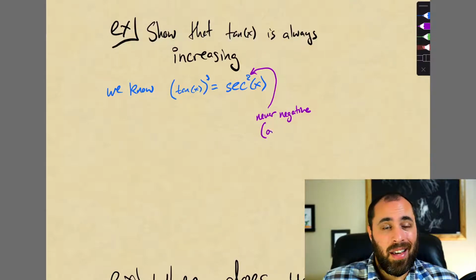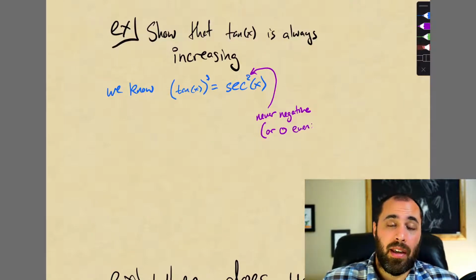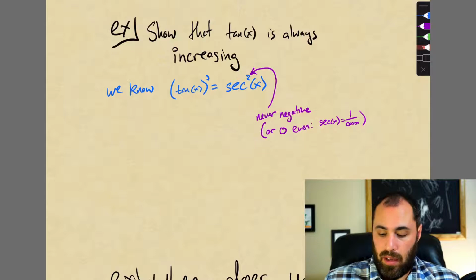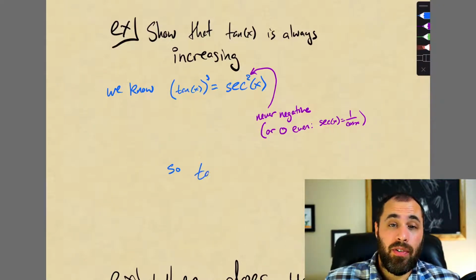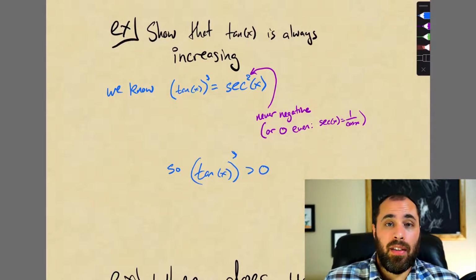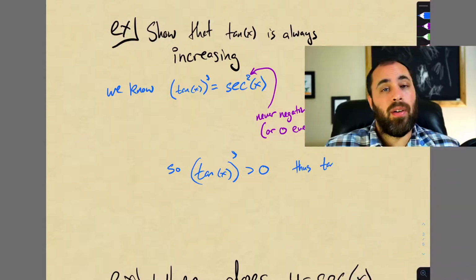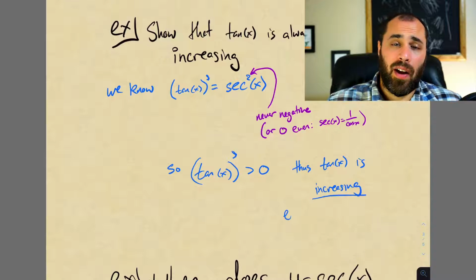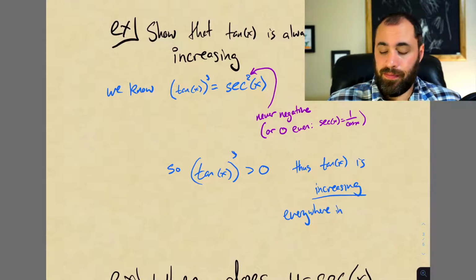And it turns out it can't be 0 either. Remember, secant is 1 over cosine, and 1 over cosine is never equal to 0 because there's a 1 in the numerator. So we're done. The derivative of tangent is always a positive number, and that is to say that tangent itself is always an increasing function, everywhere in its domain. I encourage you to take a look at a graph and see that that's true.